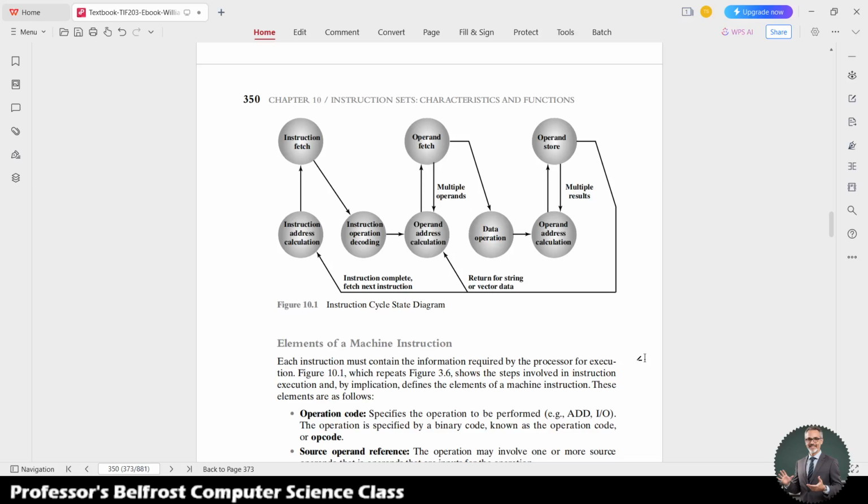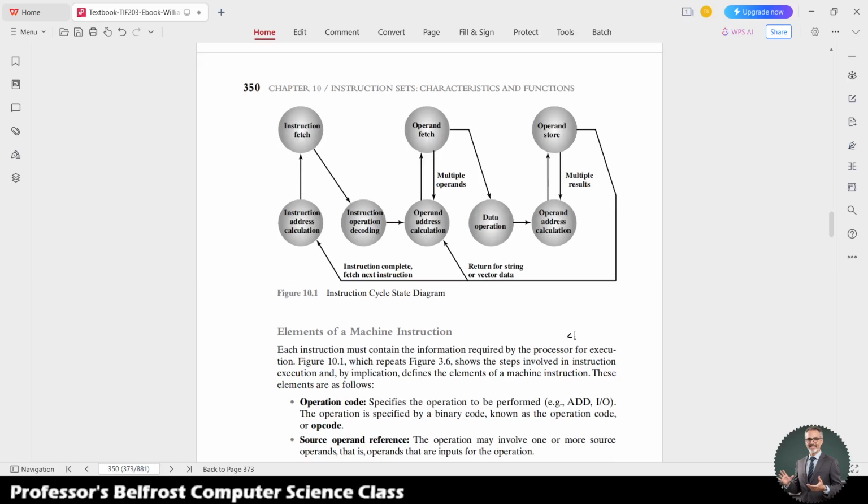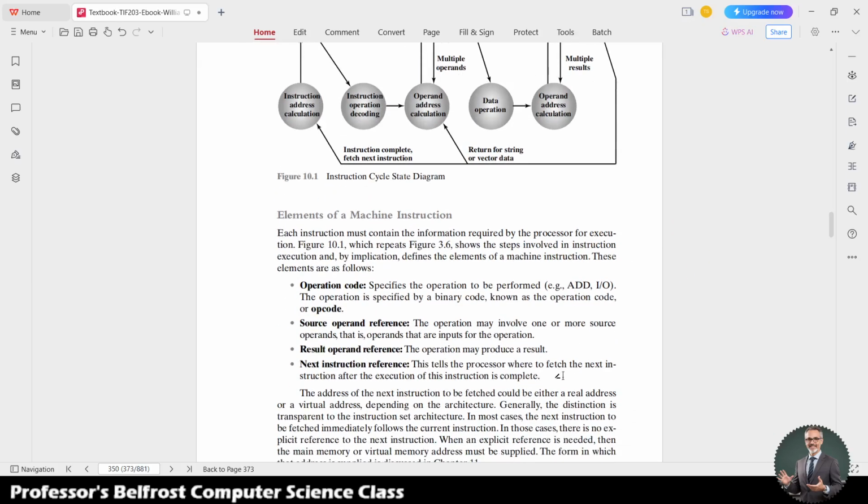So here's the instruction cycle state diagram. Maybe we have encountered this before, but let's just review it again. So yeah, this is how it works. It flows like this. Here are four elements of machine instruction that have been summarized before.